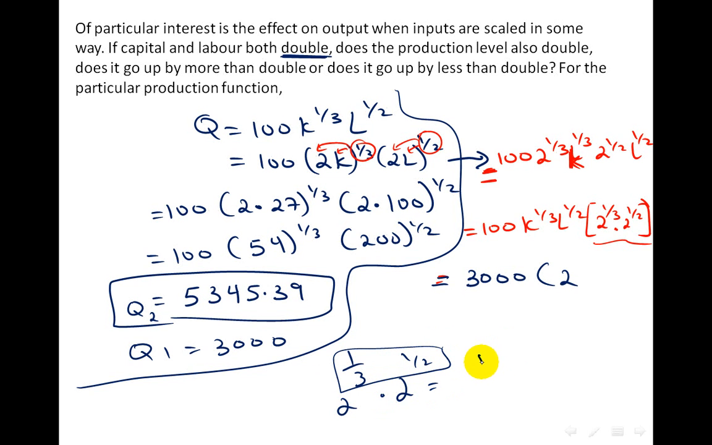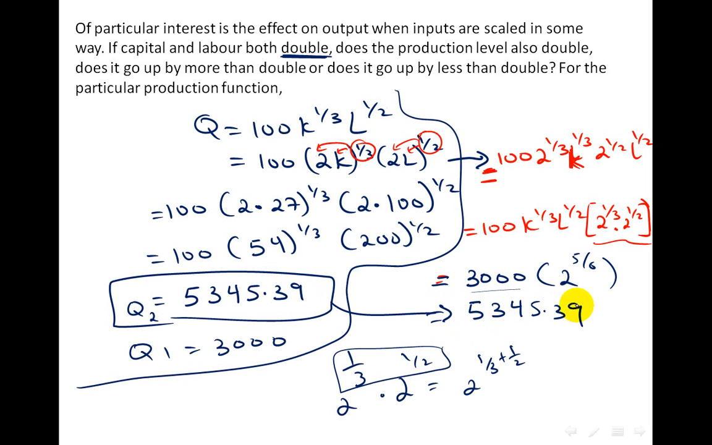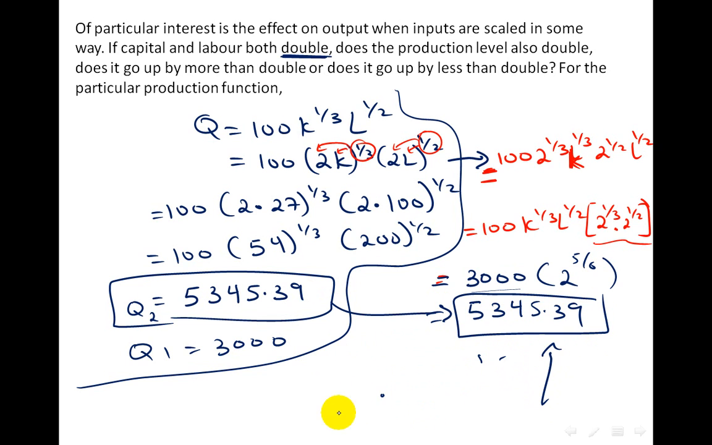That means you have 2 to the power of 1/3 plus 1/2, and you'll have 2 to the power of 5/6. Okay, now using your calculator, if you multiply 2 to the power of 5/6 multiplied by this 3,000, you'll find the same result here that I got, which is 5,345.39. So I prefer, or I think that you have to use this method, because based on this method we're going to say something.